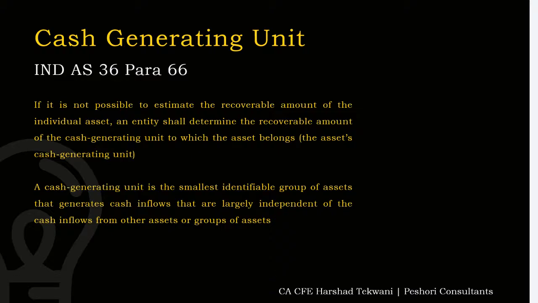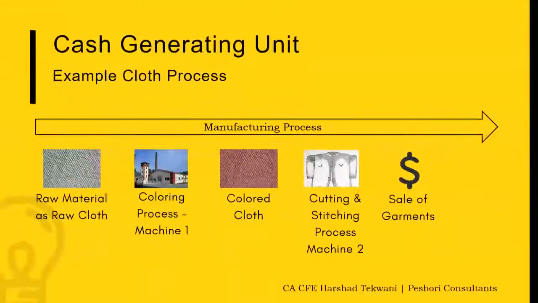Cash generating unit. Why does this come into the picture? At times, for example, let's take one example of cloth processing. Let's say I have a raw material as raw cloth, which I send for color processing in machine one. Then I get a color cloth as an intermediary product. Then again it goes for stitching and cutting. Then at the end, after the stitching and cutting, I get the final garment which I sell in the market.